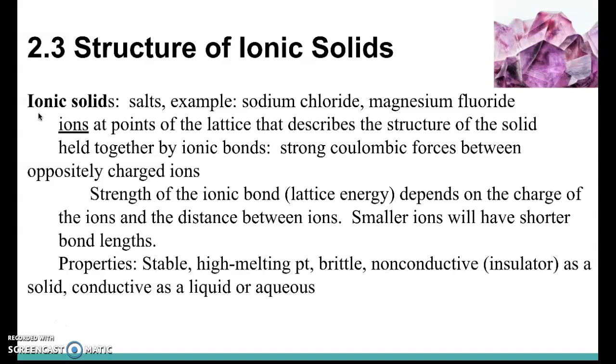So what makes an ionic solid is that you have ions at the points of the lattice that describe the structure of the solid. The points of the lattice, or lattice points, you'll see that term now and again. Those are the points that make up the structure of the solid. And different types of solids have different types of lattice points. So for an ionic solid, the points that make up the lattice are just ions, charged particles.